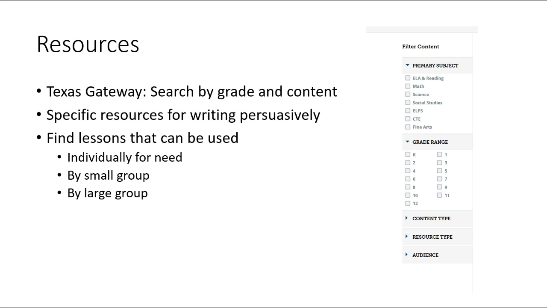Resources that you have to help you this six weeks are the Texas Gateway. We've talked about this before, but remember you can search by grade and by content, and these are written by TEA for Texas standards. So there are specific resources for writing persuasively, and you can pick and choose from those. If your students are having trouble with writing a thesis, there's a lesson for that. Or maybe they're having trouble with establishing a claim and sticking to it. There might be a lesson for that. You can find lessons that can be used individually for a student need, a small group, if you have kids who are struggling with the same thing, or whole group instruction because everybody needs it.